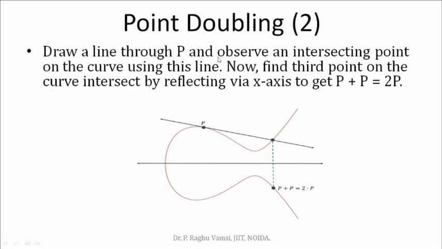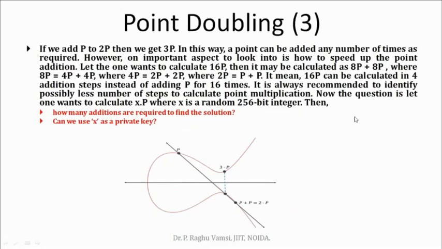So draw a line through P and observe the intersecting point on the curve using this line. Now find the third point on the curve intersected by the line, and reflect it about the x-axis to get P plus P is equal to 2P. So this is the basic thing that you need to remember.